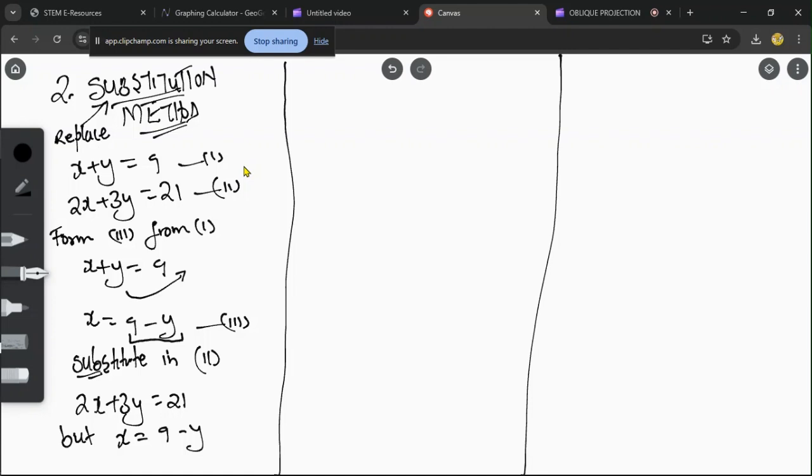So I'll come in this equation and substitute or replace. Where there is x, I'll be writing this. So I write 2x plus 3y is equals to 21. But now, where there is x, I write 2, open the bracket because it's more than 1, 9 minus y, then I continue. So where there is x, I have written that. Add 3y is equals to 21.